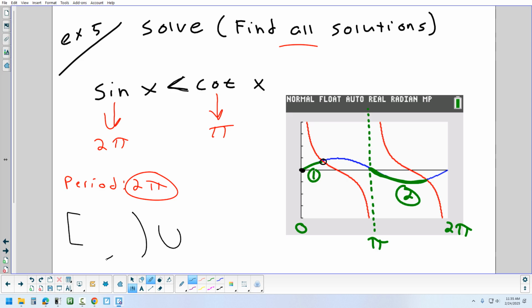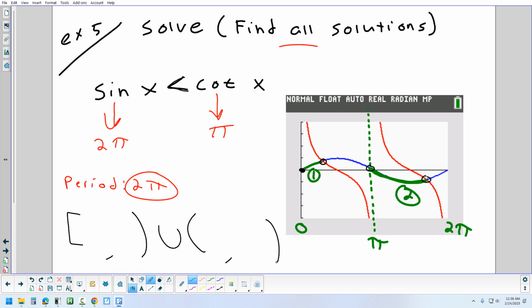Okay, let's look at interval 2. Can I include the left endpoint of interval 2? No, because that is the vertical asymptote. Right, it's on an asymptote. You can never include a point that's right on an asymptote. So no. Can I include the right endpoint of interval 2? No, because I have to be under the cotangent, not equal to it. So that's how all your brackets and parentheses should look.